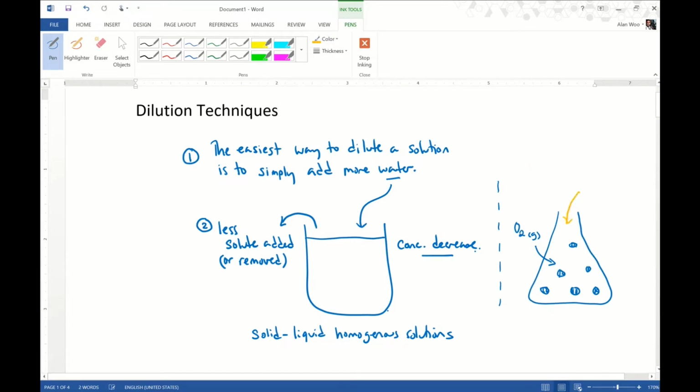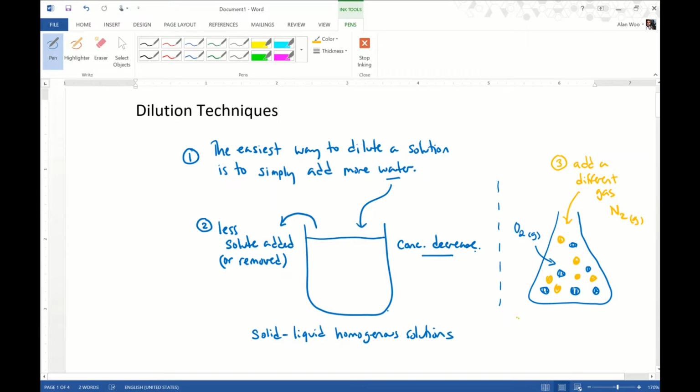Okay. So 3 is to add a different gas. Okay. So maybe this different gas could be nitrogen gas instead of oxygen. So obviously if you add more oxygen gas in, you'll increase concentration, but if you want to dilute it, you add nitrogen gas in. Nitrogen gas tends to get in between the oxygen molecules and therefore spacing them out more.